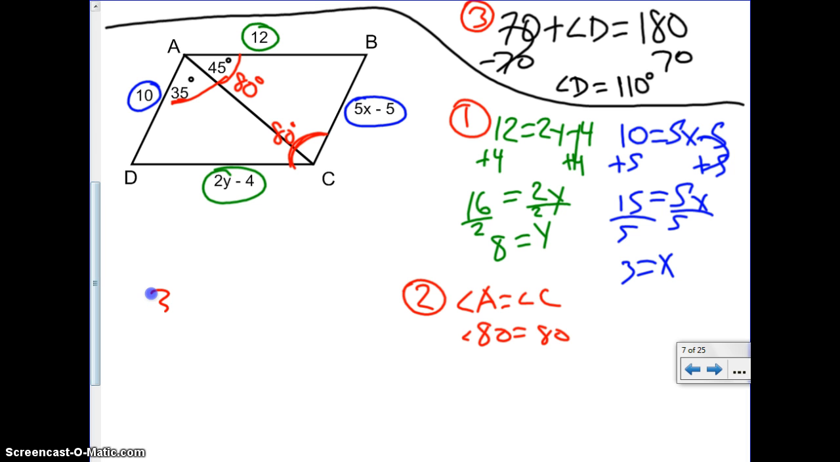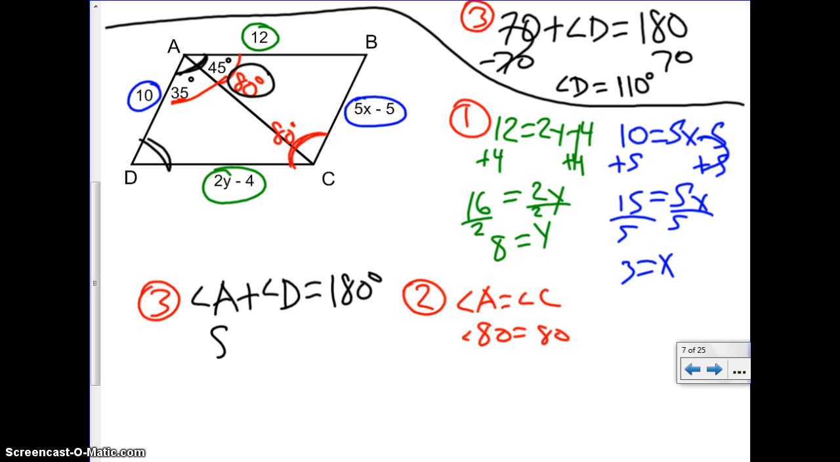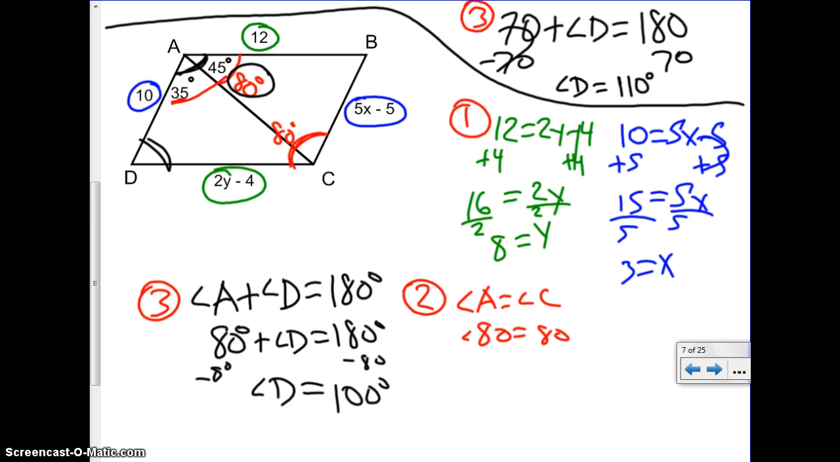Remember, I'm going to put property number 3 over here. Property number 3 says consecutive angles are supplementary. So that means all of angle A and all of angle D, when I add those up, it's going to equal 180 degrees. What does all of angle A equal? 80 degrees, right? Plus angle D will give us 180. And so if you subtract 80 from both sides, angle D is 100 degrees.